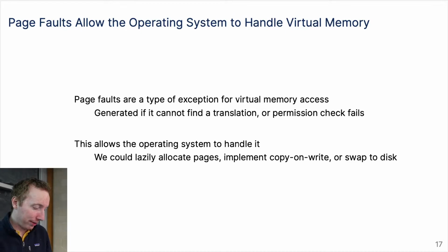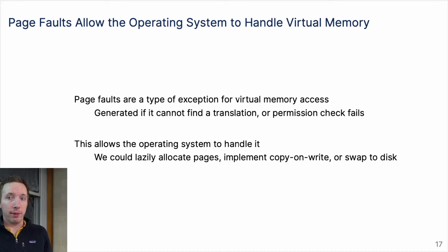So page faults are what allow the operating system to handle virtual memory. They're a type of exception for virtual memory accesses, and they're going to be generated if you can't find a translation or if a permission check fails. What we actually see in userspace is called a segmentation fault, even though we know segmentations aren't really used anymore. So because of this, the operating system can handle it because a page fault gets generated.